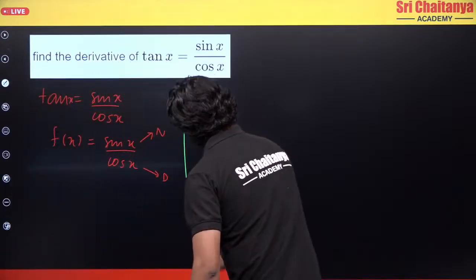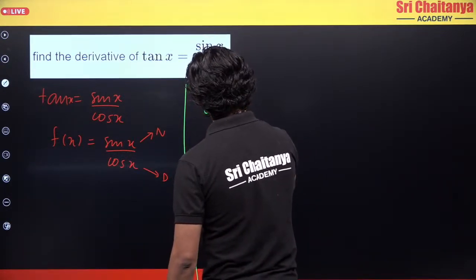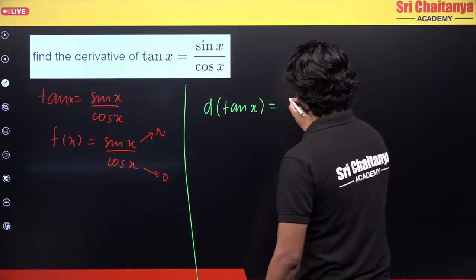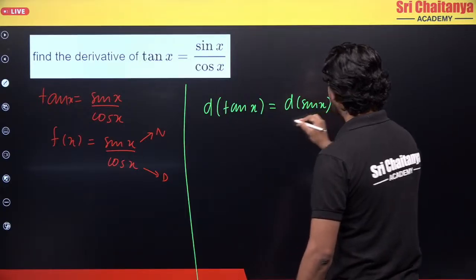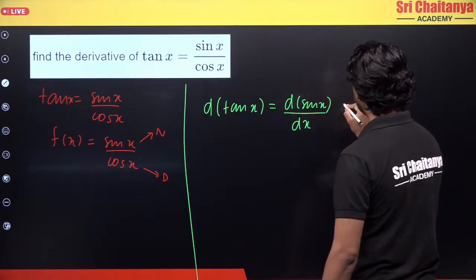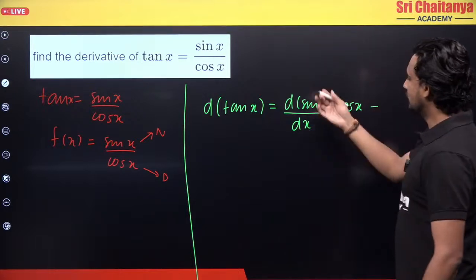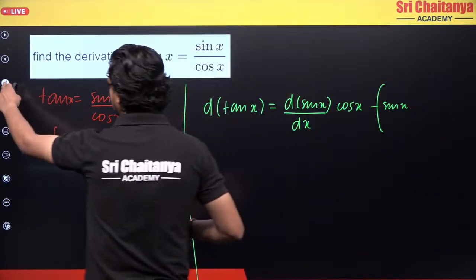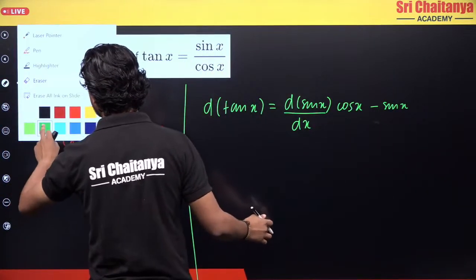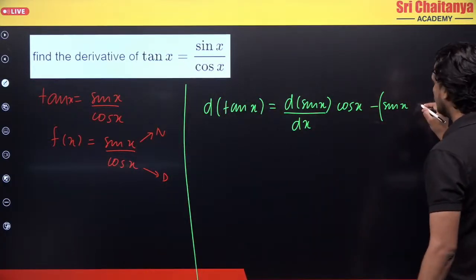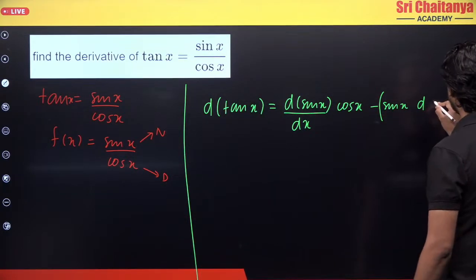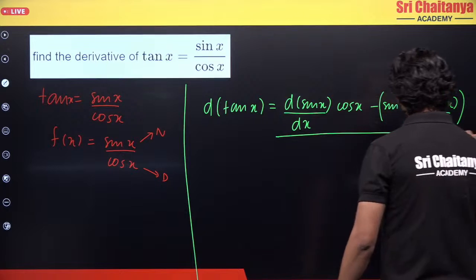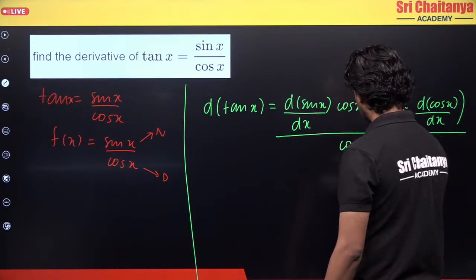So what is the formula? The formula is, differentiation of tan x is, first you differentiate the numerator, and you keep the denominator as it is, minus, then you keep the numerator as it is and you differentiate the denominator, differentiation of cos x with respect to x, upon finally denominator square. What is the denominator square? Cos x square, right?